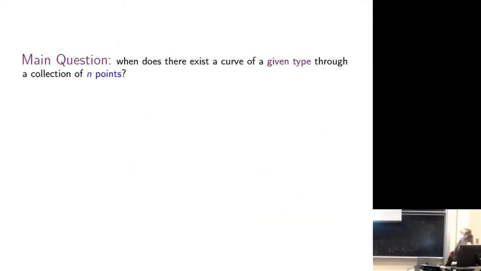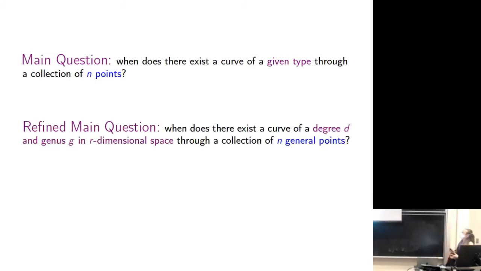Okay, so here was my main question from the very first slide. When does there exist a curve of given type through a collection of endpoints? So I can ask a more refined question. When does there exist a curve of degree D and genus G in an R-dimensional space through a collection of n general points? This is going to depend on all of these natural numbers: the degree, the genus, the dimension of my space, and the number of points. And I'm really asking here, what's the maximum number of points I'm allowed to put here so that I can still find an interpolating curve?